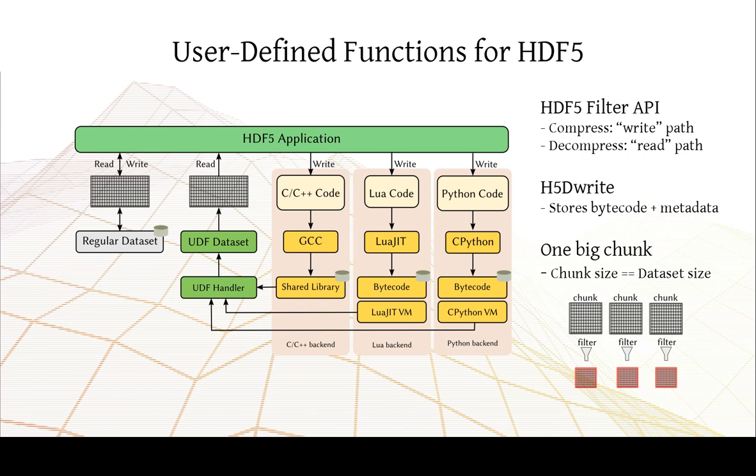So on the left-hand side of this image, what you see is the typical path that the data takes when you're writing and reading datasets to disk. So you basically write the entire grid, say, to disk. And on the right-hand side, what you have is the path that the data takes when it's taking the UDF path.